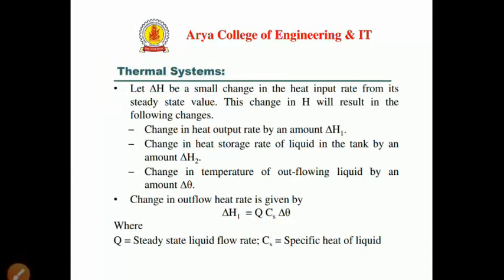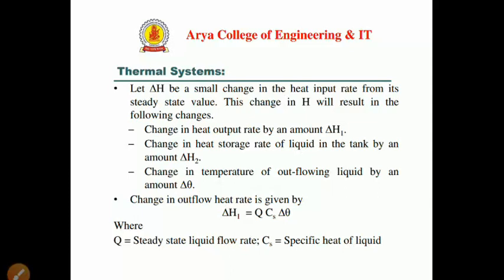Let delta H be a small change in the heat input rate from its steady state value. Now we have a small change in heat, and this change in H will result in the following changes. First one is change in heat output rate by an amount delta H1, and change in heat storage rate of liquid in the tank by an amount delta H2. These all change due to the change in the heat input rate. And third one is change in temperature of outflowing liquid by an amount delta theta.